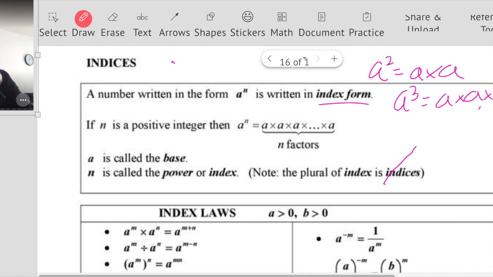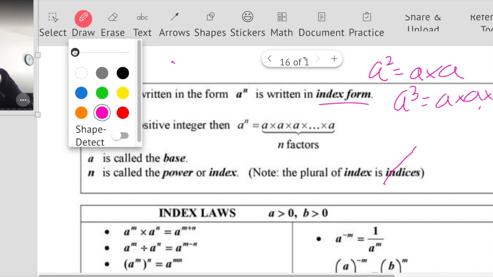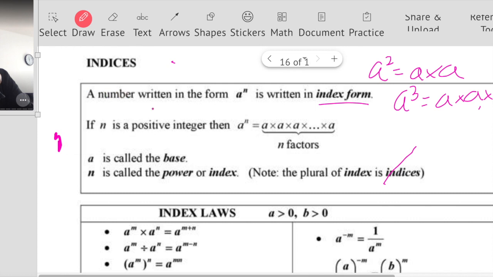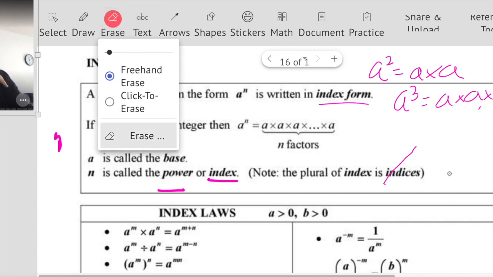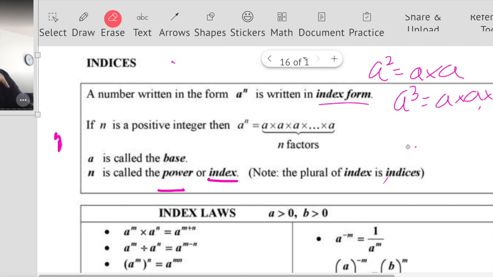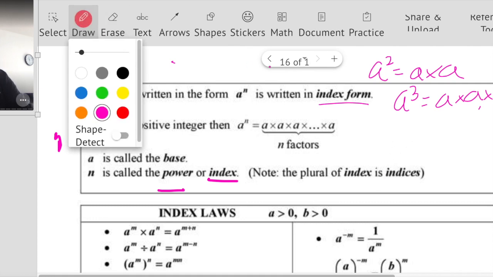Where's this thing? I cannot find it. I need to make it bigger, I guess. Okay, yeah. All right, power or index, okay? The plural of index is indices. So, all right.